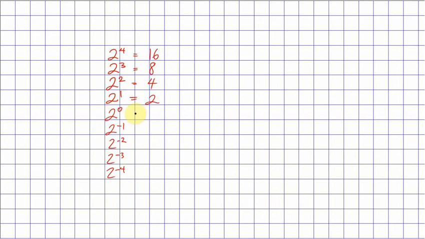Then the deal is to notice what happens when you move up. So from 2 to 4, and from 4 to 8, and from 8 to 16, each time you end up multiplying by 2. So then to go down, what you end up having to do each time is divide by 2. So if we start at 2, 2 divided by 2 is 1.